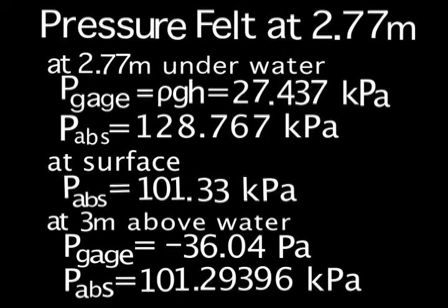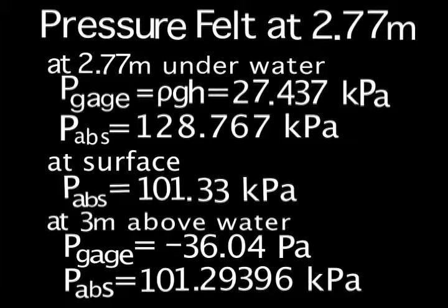Here is some information about pressure. At 2.77 meters under the water, the gauge pressure was 27.43 kilopascals. The absolute pressure, which is the column of air and the water, and the gauge pressure combined, is approximately 128.767 kilopascals. At the surface, the absolute pressure was 101.33 kilopascals.